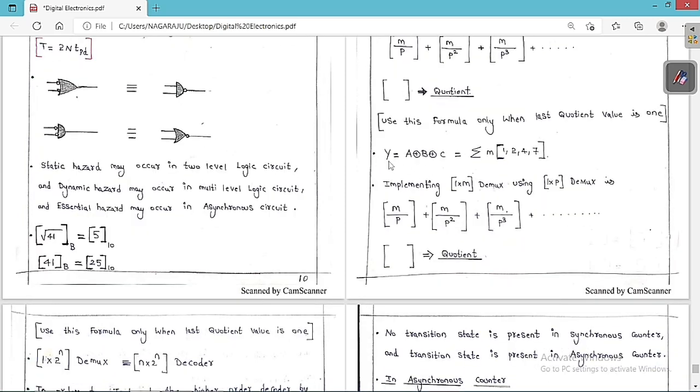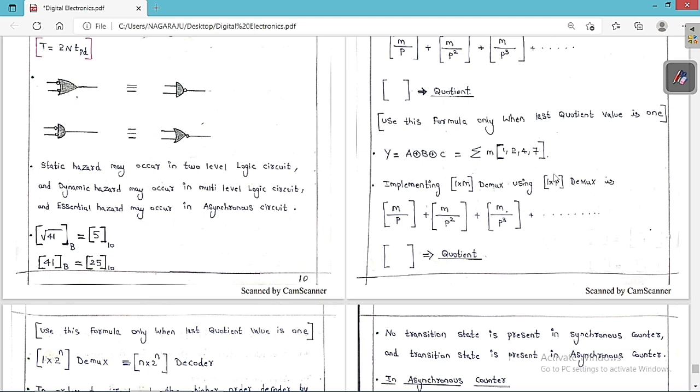So I already told you, suppose y is equal to a XOR b XOR c, then we want to write it in terms of minterms. The sigma m, the minterms, means summation of all the minterms, which is small m of 1, 2, 4, 7. So at these minterms, you are going to get the corresponding 1. So sigma m of 1, 2, 4, 7 means these are the minterms that you have to add, it is sum of product terms, SOP.